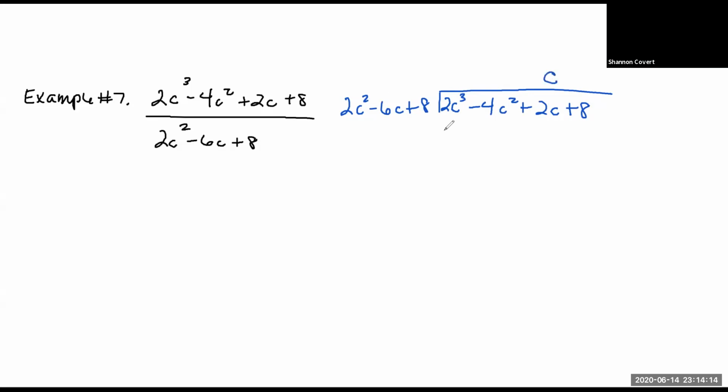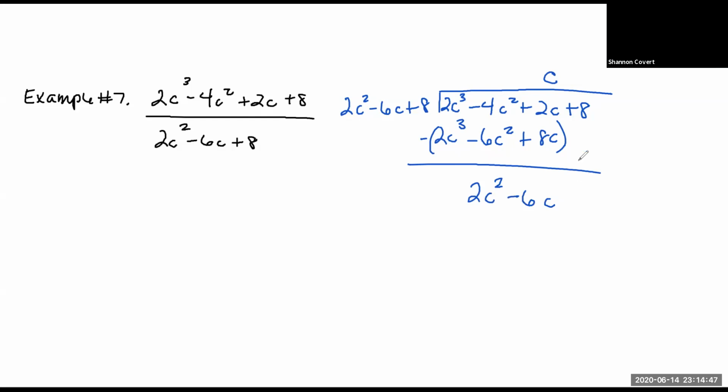C times 2c squared is 2c to the third. C times negative 6c is negative 6c squared. 8 times c is 8c. Subtract those. 2c cubed minus 2c cubed is 0. Negative 4c squared minus a negative 6c squared is negative 4c squared plus 6c squared, which is 2c squared. Negative 2c minus 8c is negative 6c. And you drop down the 8, and that gives me plus 8.